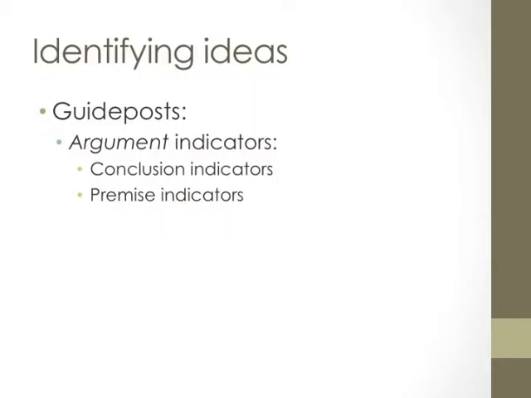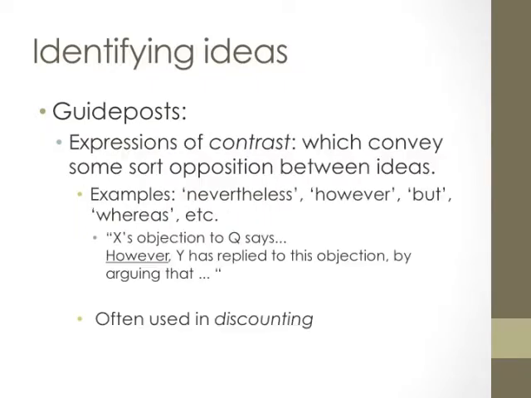Then we have argument indicators, which we have already studied. And if you remember, some of them were conclusion indicators and some were premise indicators. We also have expressions of contrast, which convey some sort of opposition between ideas. For example, you have nevertheless, however, but, whereas. In an example, a phrase is, well, X's objection to Q says, blah, blah, blah. However, Y has replied to this objection by arguing that. And as we saw in a previous topic, you see that they are often used in discounting, right? These diamonds are expensive, but they're really beautiful.